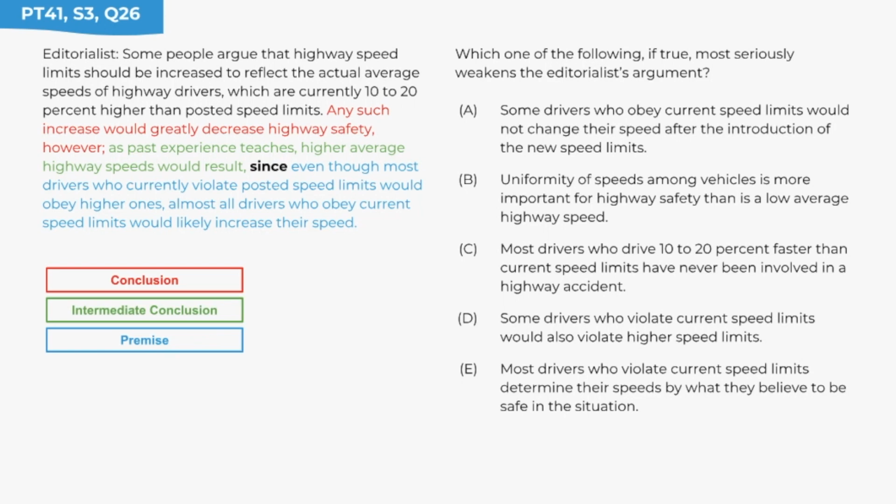Well, even though most drivers who currently violate posted speed limits would obey higher ones, almost all drivers who obey current speed limits would likely increase their speed. So because of the premise, that's how we know that the intermediate conclusion is true. And this author is suggesting that in conjunction with the claim before the conclusion, that the actual average speeds of highway drivers, which are currently 10 to 20% higher than posted speed limits, proves the conclusion that any speed increase would decrease highway safety.